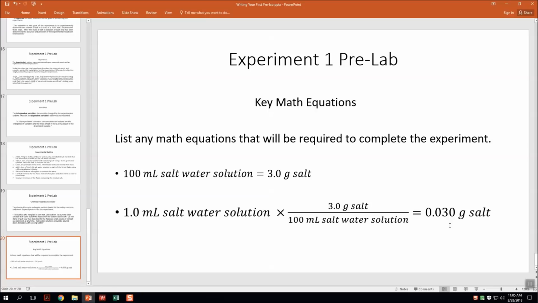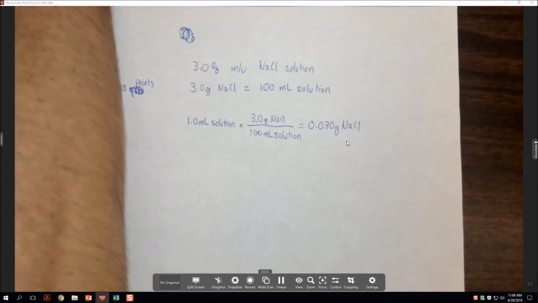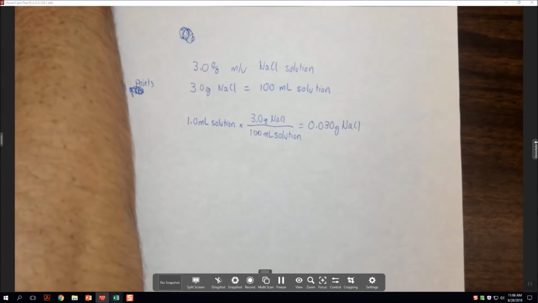All right, so now we've written our pre-lab. We know what's going on in the experiment. We're going to make this 3% saltwater solution as we talked about. We're going to make 3 samples with 1 milliliter aliquots. We are then going to boil off the water and we are going to measure the mass. What's really important is that we take down all this data.